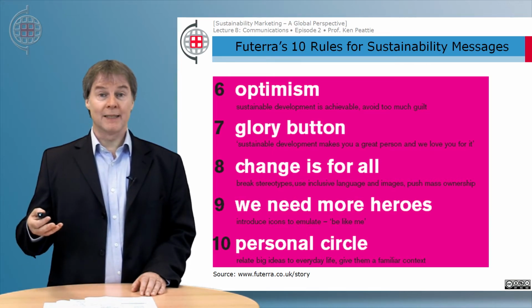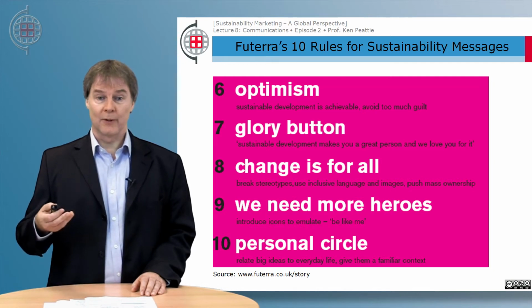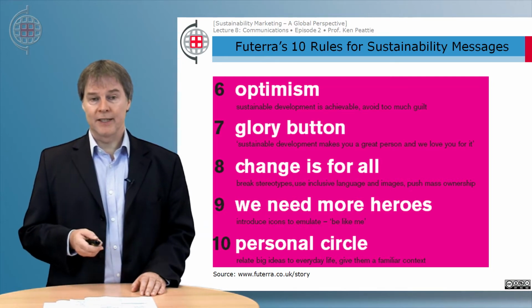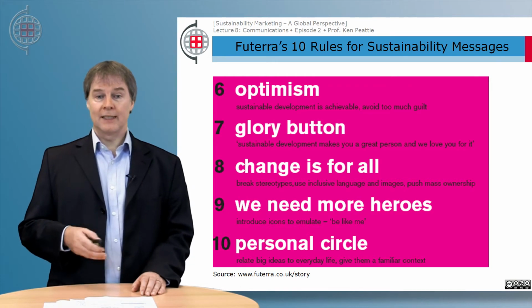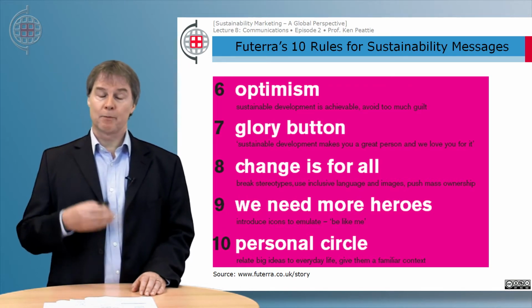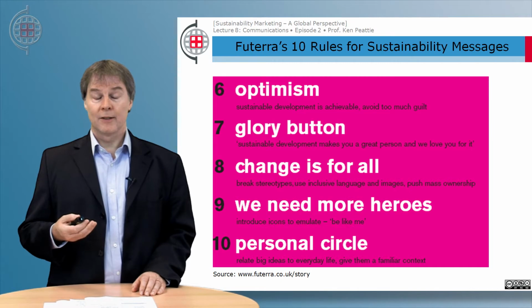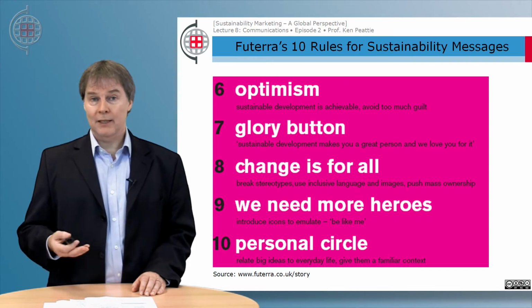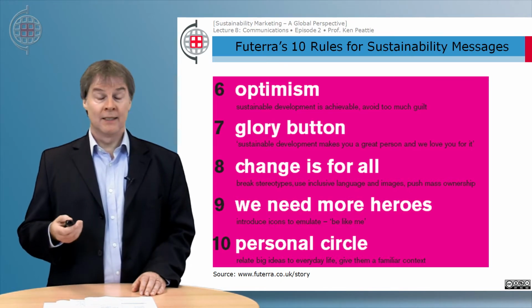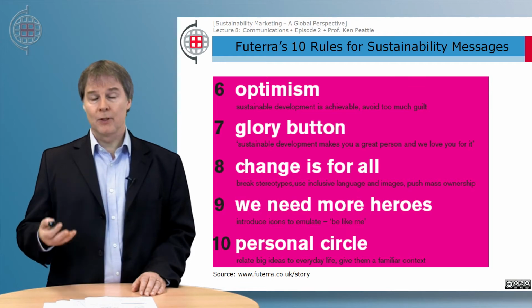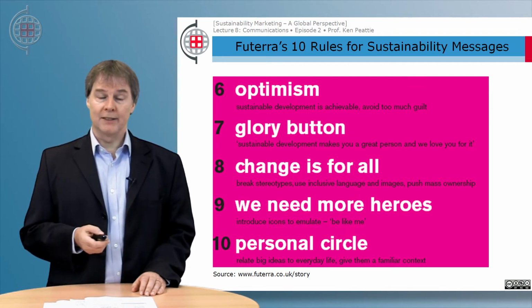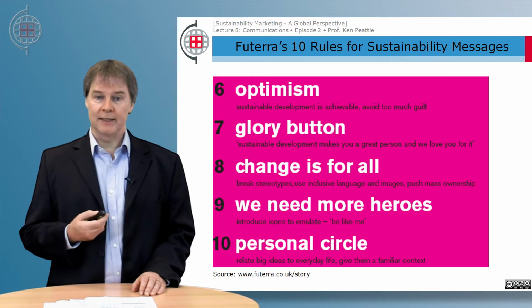that will have inspirational business leaders that other companies will want to follow. So very much about promoting that idea of heroes. And the final one is the idea of personal circle, that it's promoting the personal relevance of some of these issues. Problems like global climate change and global poverty can seem just too big and too global and too far away from many consumers' lives for them to really feel they can make a difference.